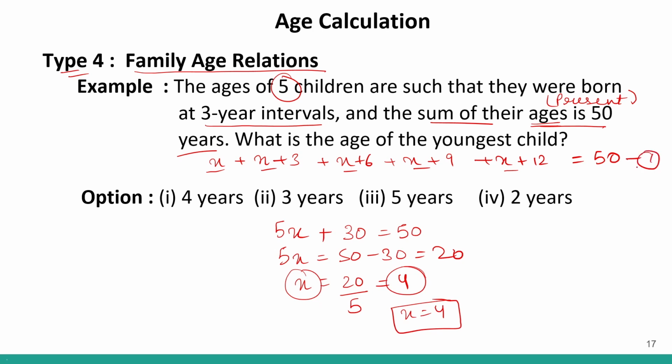Equation number 1. Now we have to find out the age of the youngest child. So who will be the youngest? The youngest child is represented by x. So the youngest child will be 4 years old, which is given in option number 1. So this is how you get questions on family age relations.